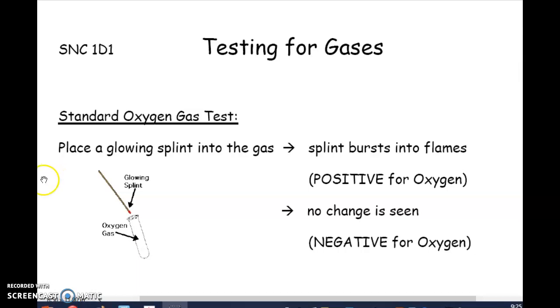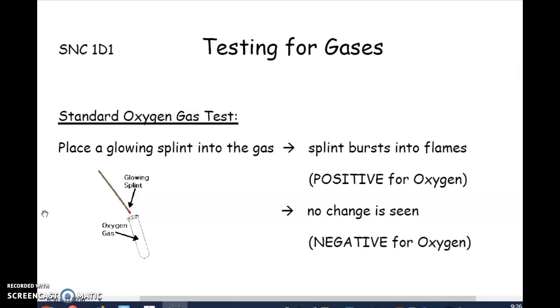Okay, so we are continuing. We're doing testing for different gases. Essentially, there are tests that we can perform to prove the identity of a gas. So let's say we're doing a chemical change and we have gas bubbles that are being produced. We have a way of actually seeing what type of gas is being made.